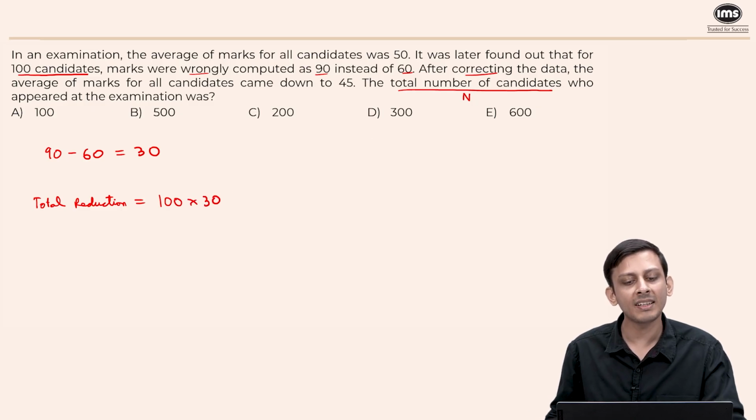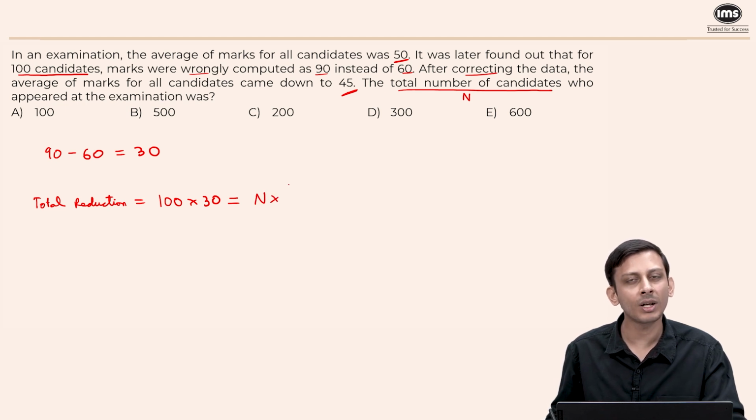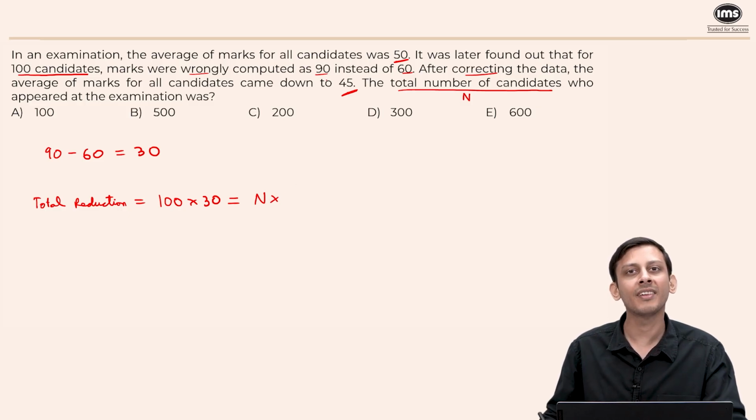And now we can also find the same total reduction in terms of the average. So now, the average for all the candidates was 50. And after the correction, the average for all the candidates is becoming 45. Now the total number of candidates is n. And if we multiply this total number of candidates with the value by which their average is decreasing, then we will get the total reduction.